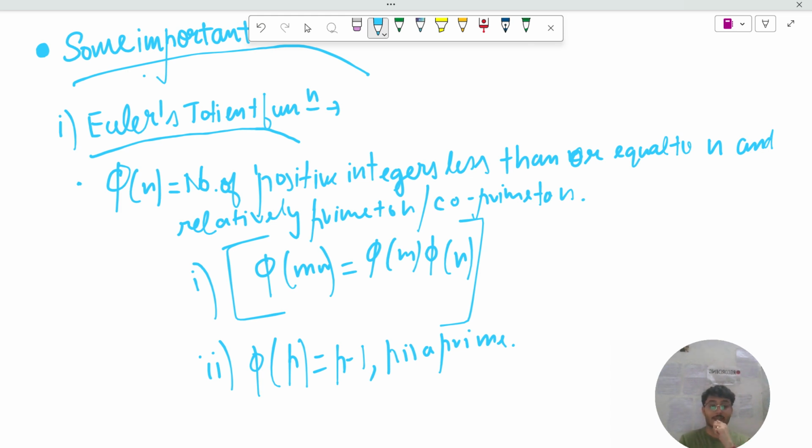So phi of 3 is basically finding the number of positive integers less than or equal to 3 and relatively prime to 3. The positive integers less than or equal to 3 are 1, 2 and 3. 1 is relatively prime to 3 and 2 is prime to 3, but 3 is not prime to 3, since they have common factors including 1 and 3.